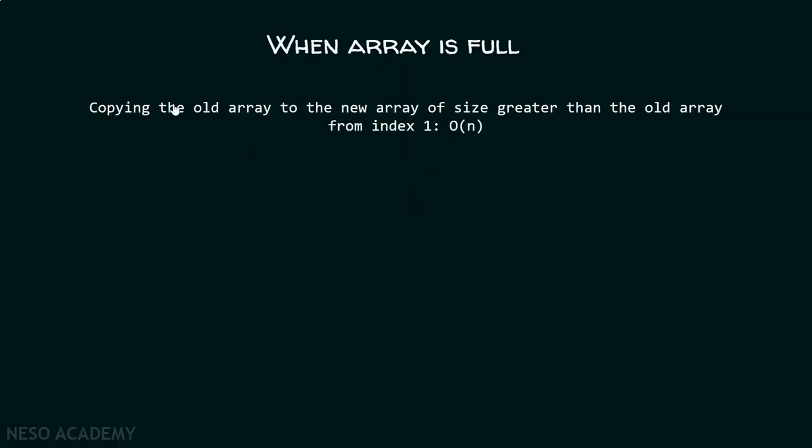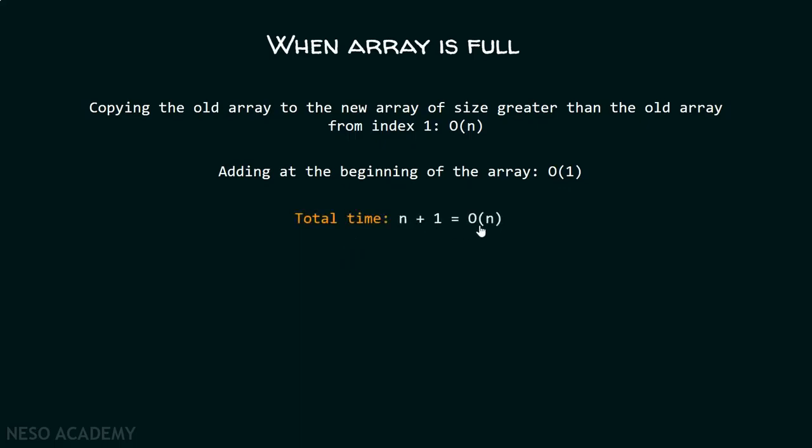Or you can do one more thing. You can simply copy the old array to the new array of size greater than the old array from index 1. Okay, so you will create a new array, and then after that, you will copy the old array elements to the new array starting from index 1, not from index 2. So this will take order of n time, right? And obviously, because you're starting from index 1, index 0 will be empty. Hence, you can add the data at the beginning of the array in constant amount of time. Just simply add the data. That's it. There is no need for shifts. Hence, the time complexity in this case is big O of n. Again, because here this is n plus 1. Although the time complexity is reduced in comparison to the previous one, but still asymptotically they are equal.